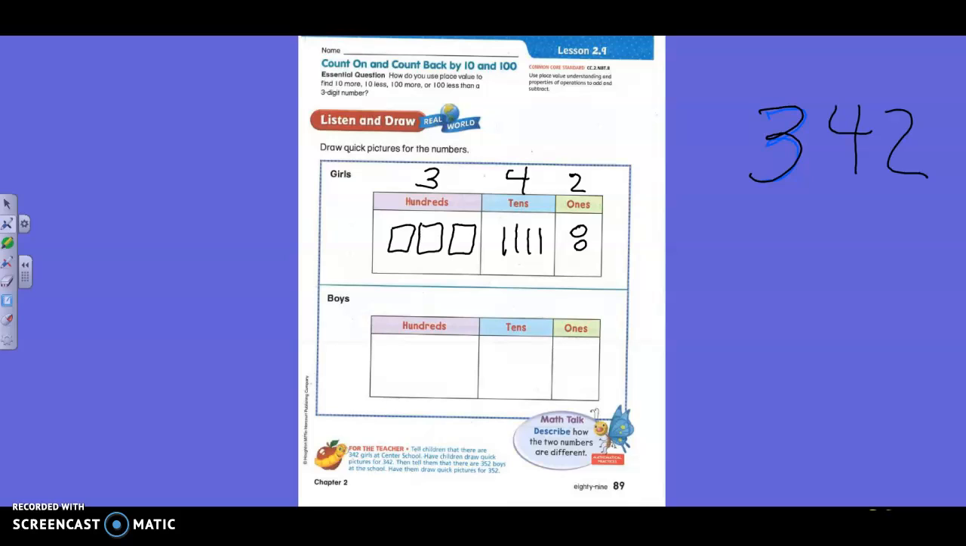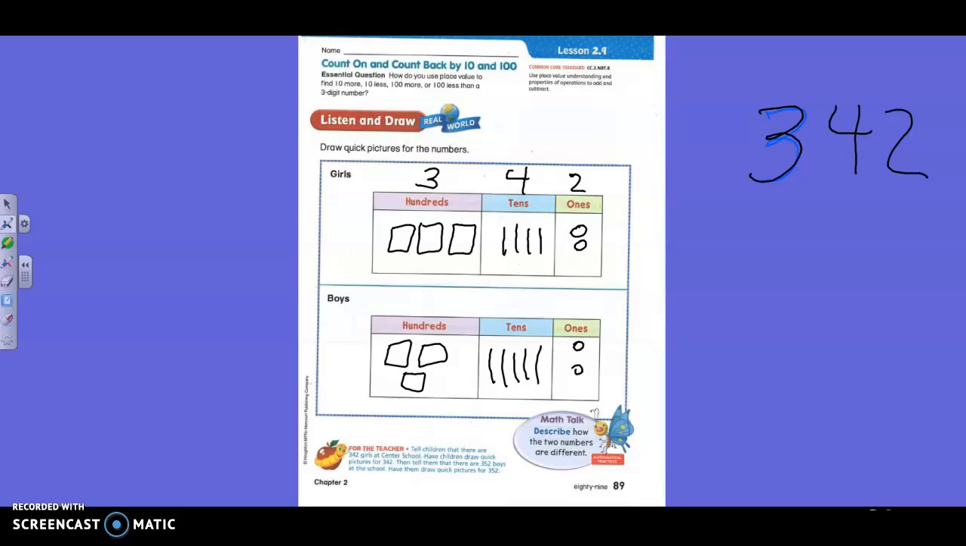Okay. All right. So how many 100s do the boys have? 300. How many 10s? 5. How many 1s? 2. And I can see some. Boys and girls, from this.